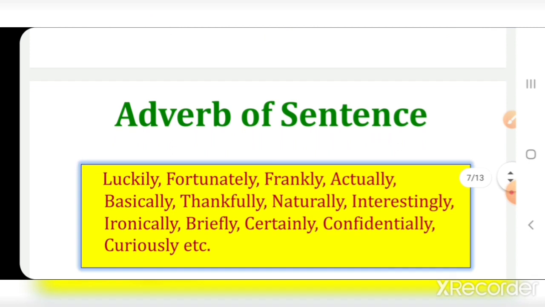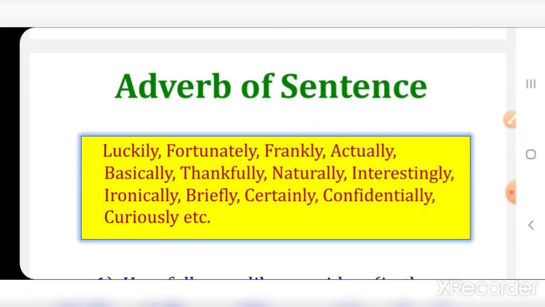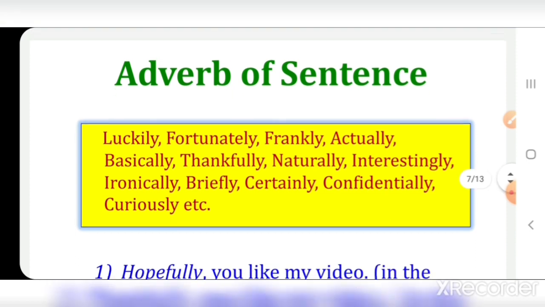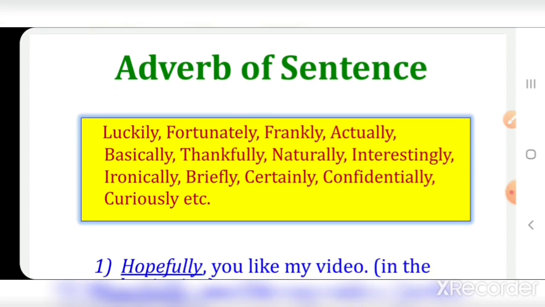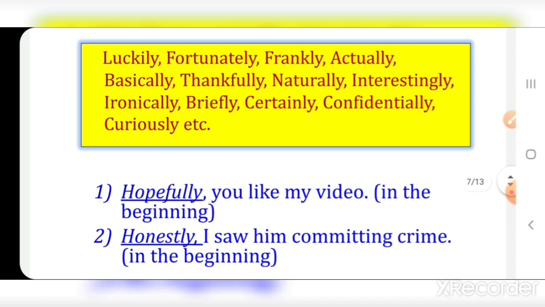Now next type is sentence adverbs. Sentence adverbs are luckily, fortunately, frankly, actually, basically, thankfully, naturally, interestingly, ironically, briefly, certainly, confidentially, curiously, etc. Now here first example is: hopefully you like my video. Okay, you must have heard this sentence in many of my videos as well as other videos. So hopefully is what? That is a sentence adverb.